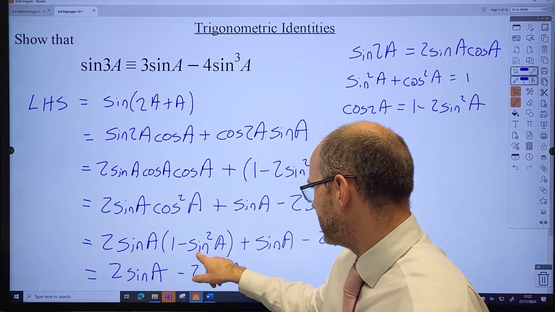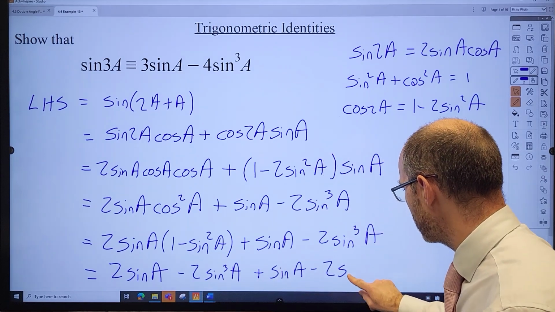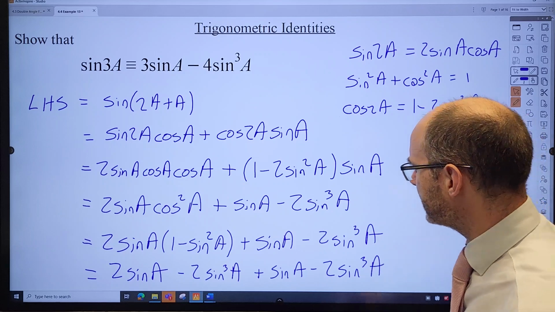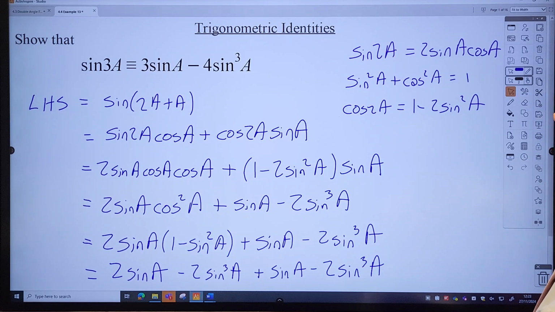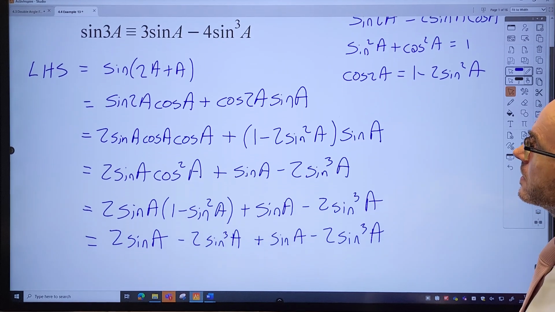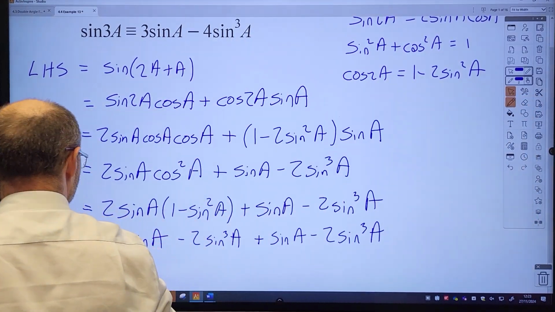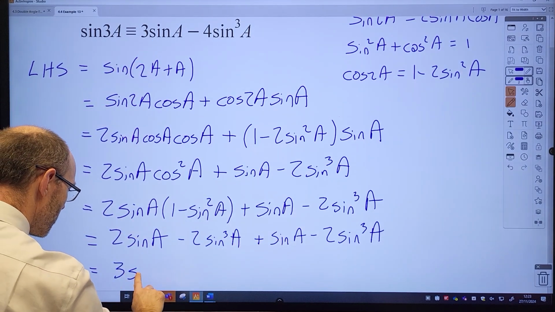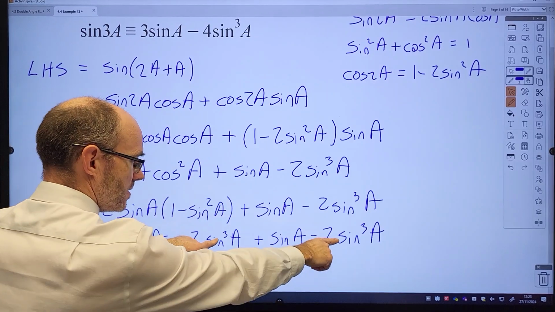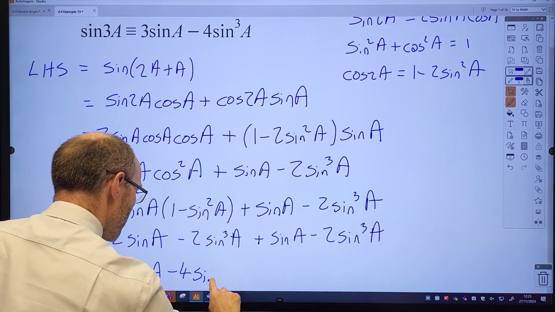So anyway, 2 sine cubed A plus sine A minus 2 sine cubed A. And I'm going to scroll downwards. Just bear in mind the answer I'm trying to get to. There we go, it's just enough to keep the final answer there. So I'm just hoping I'm going to get that. So 2 sine A plus sine A is 3 sine A. Great. 3 sine A. And then that and that combines to give negative 4 sine cubed A, which it does. Negative 4 sine cubed A.